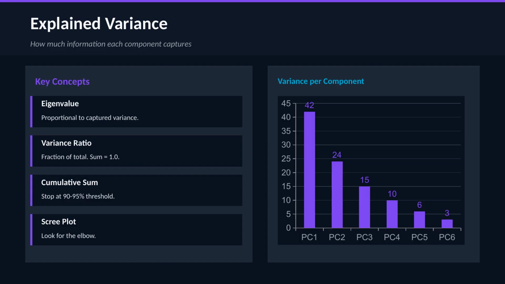This is called a scree plot. It looks a lot like the elbow method. The first few components capture most of the variance. After that, you get diminishing returns. Everything below the threshold is mostly noise.